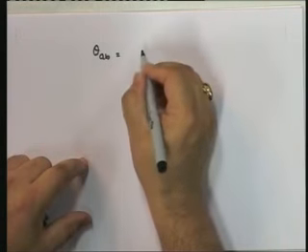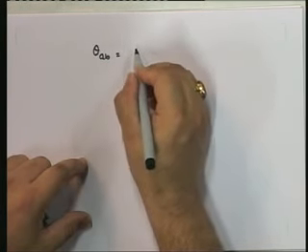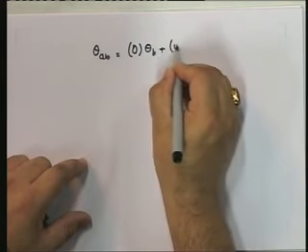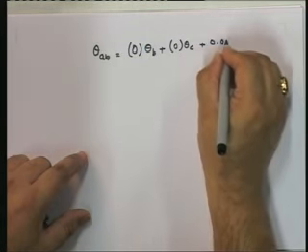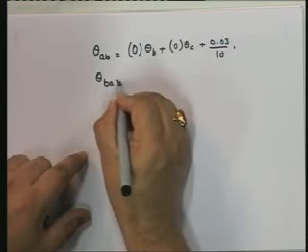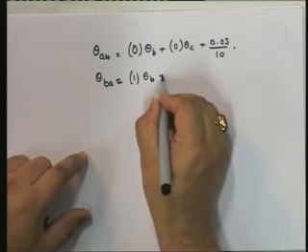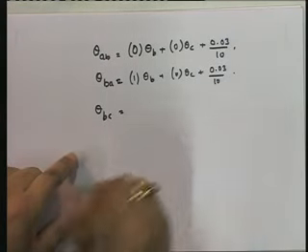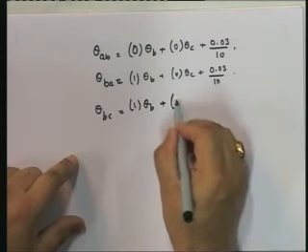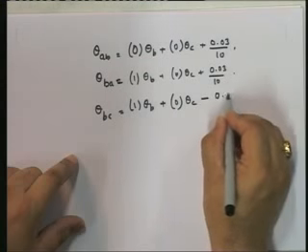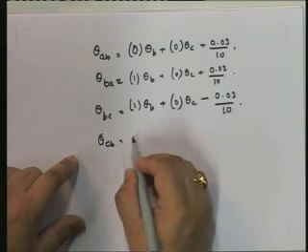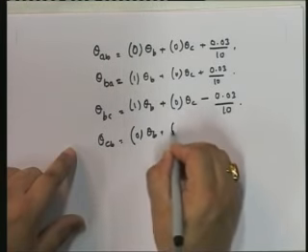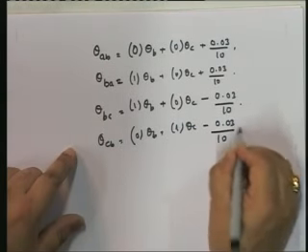So once we have that, I can write down theta AB as equal to 0 times theta B plus 0 times theta C plus 0.03 upon 10. Theta BA is equal to 1 times theta B, 0 times theta C plus 0.03 upon 10. Theta BC is equal to 1 into theta B plus 0 into theta C minus 0.03 by 10, and theta CB is equal to 0 times theta B plus 1 times theta C minus 0.03 upon 10.